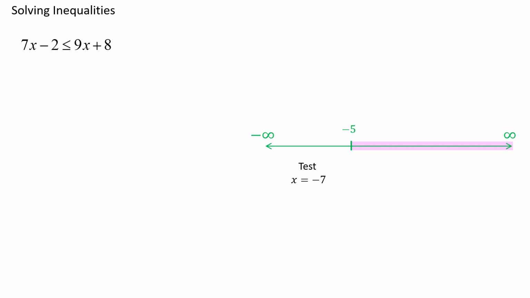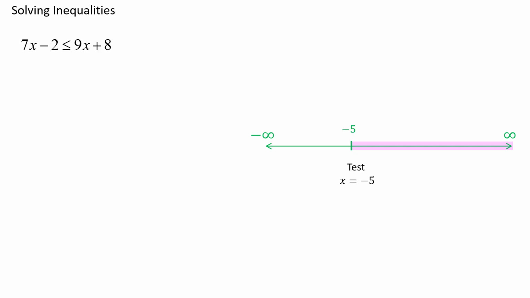Next, pick any number to the left of -5. I'll just try -7. Take the original problem, plug in -7, do all the math, and you will get a false statement. -51 is not less than or equal to -55. And since that statement is false, we not only know that -7 is not a solution, but we know that any number to the left of -5 will not be a solution. We can rule all of them out. Well, so far we've proved that everything to the right of -5 is a solution. Everything to the left of -5 isn't a solution.